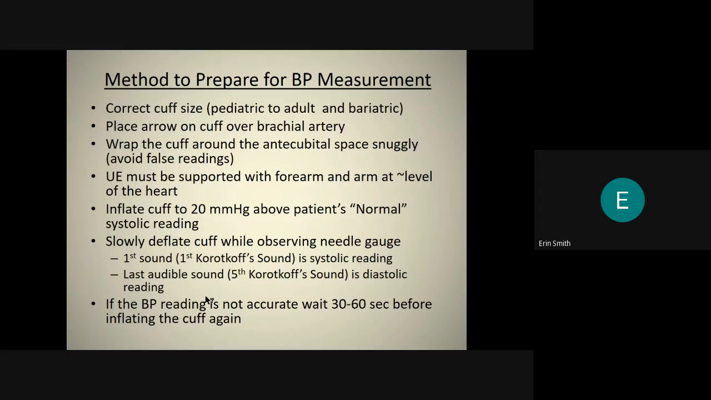So if you go through this whole process and the blood pressure is not accurate, you don't want to take the blood pressure right away in that same arm. So what you can do is take it in the other arm, and then you can also wait 30 to 60 seconds and take it in the same arm that you felt it wasn't an accurate reading in. So you don't want to take it right away. You want to give the arm a minute to rest, restore to kind of normalcy, and then take it again.